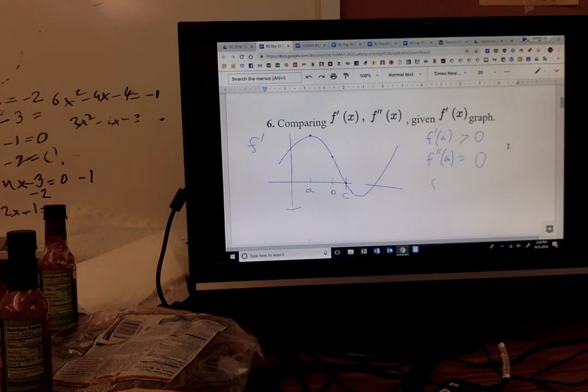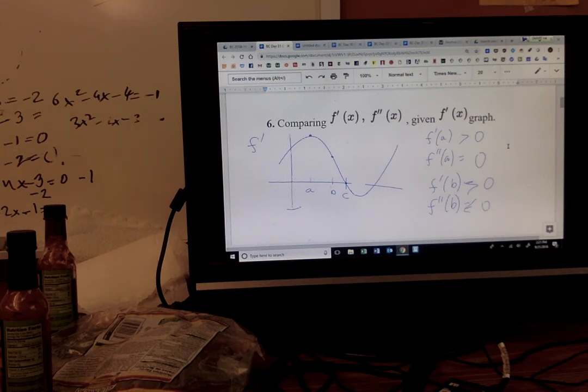Let's do B. Now I'm telling you B is the point of inflection of this graph. Is that clear? But it doesn't matter. Actually, it's not even relevant to the problem. What's f dash of B? Positive, obviously a positive number. You're above the axis. And what do you know about f double dash of B? Negative. The slope is negative.